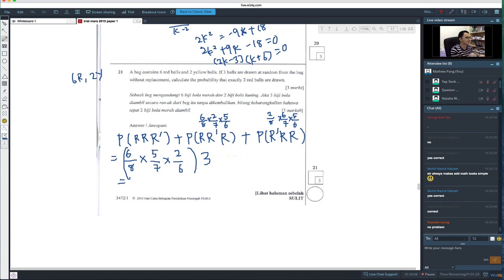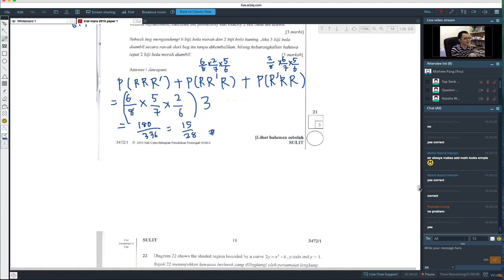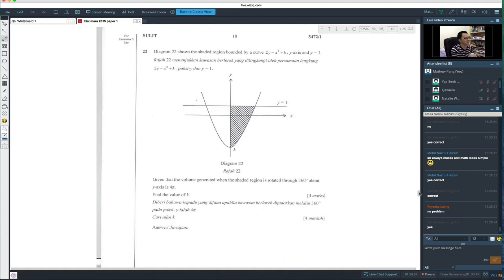So yeah, I just use the calculator. 6 times 5 times 2, 60 times 3, 180 over 8 times 7 times 6, 336. Then I can simplify. 180 divided by my answer, I will get 15 over 28. Right, this question is not very hard, so you just need to understand how to solve this kind of question. Is my answer correct? Should be correct, right? If no problem, I move on. Okay, good. The next one.